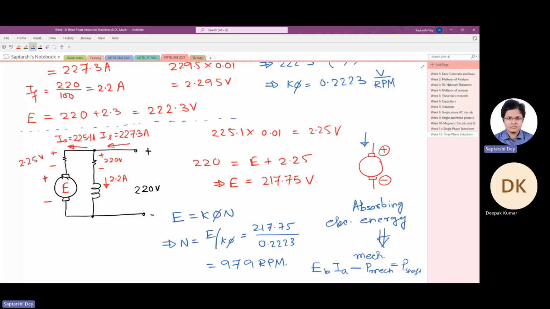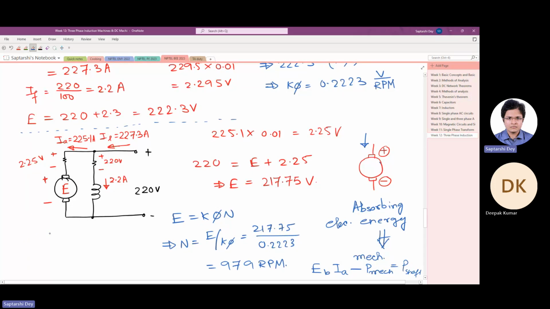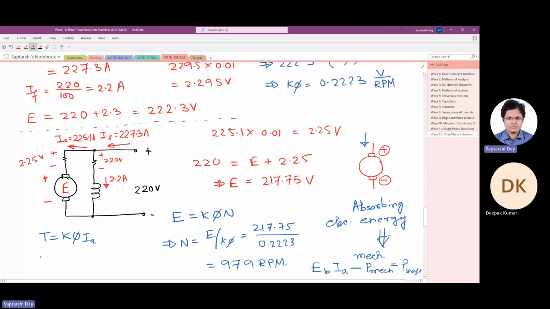Any question? It's simply application of KVL and KCL, nothing else. DC motor problems are all about these equations. One is torque is K phi IA, and back EMF is K phi omega. This K phi is the same if you calculate in SI units. And KCL, KVL, and other basic things like power is torque times omega and all. Okay, any doubt?